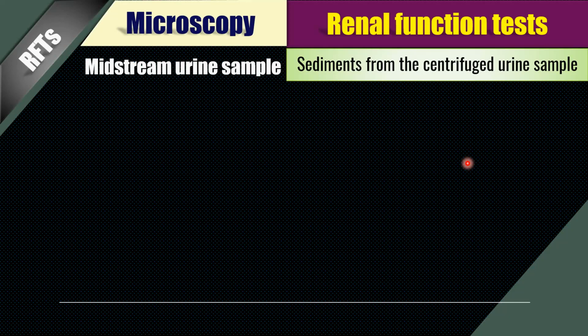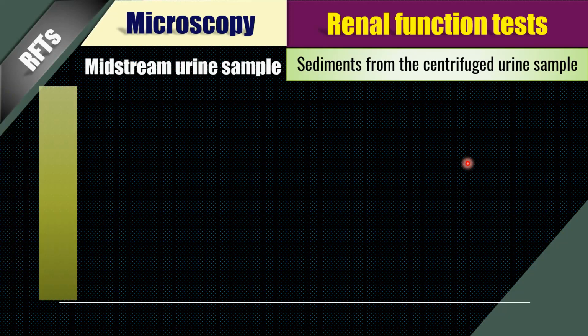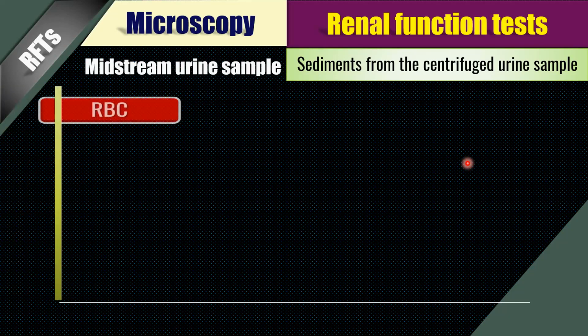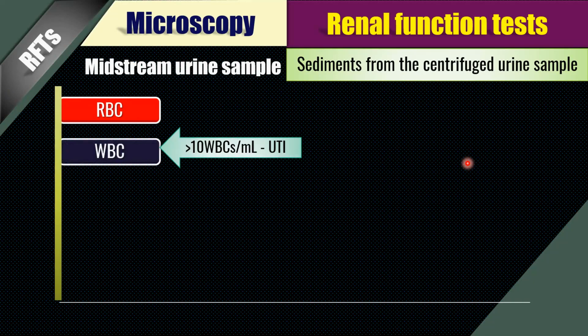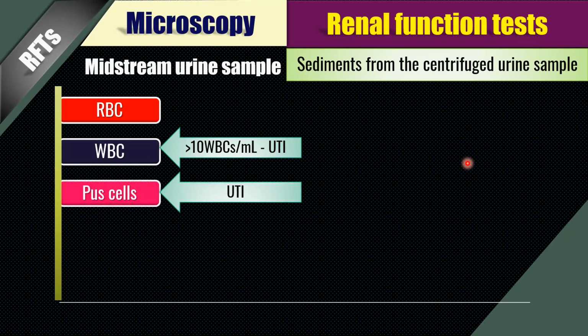So if you observe the sediment under the microscope, we might see RBC. RBC I have already explained. It is hematuria, and the conditions we already explained. WBC, if more than 10 WBCs per ml of the urine, it is suggestive of urinary tract infection. Pus cells, again suggestive of infection or UTI.